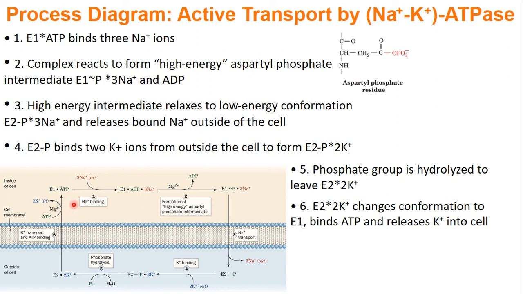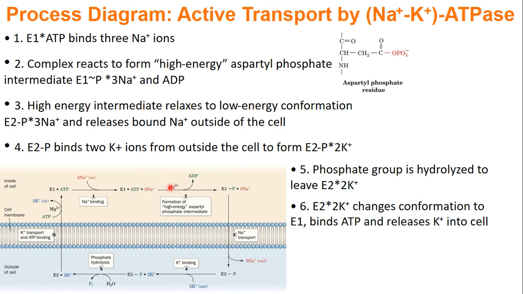Here is a diagram of what's happening. Let me just say that this drawing is a little weird in that it kind of looks like the enzyme is moving, but really you just want to picture one enzyme in the membrane. E1 and E2 are just different conformations of the enzyme. So what's happening is that one conformation, the E1, has ATP. It will bind a sodium inside the cell.